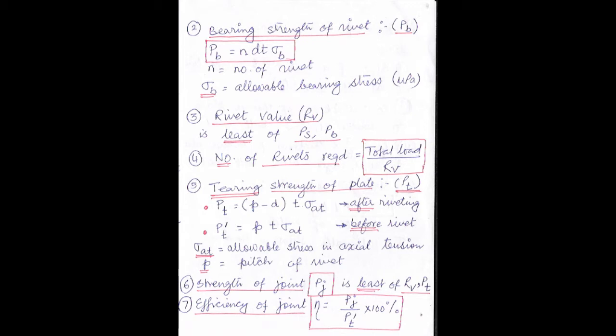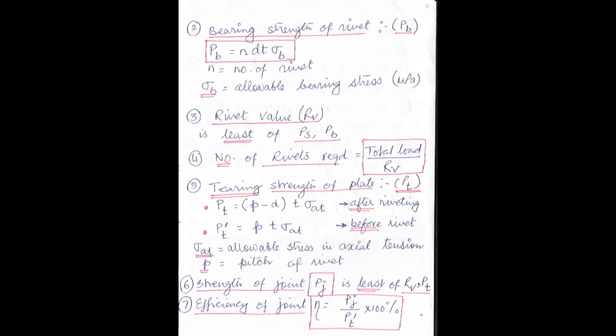Now step number 4, this is optional. Sometimes they ask to find the number of rivets required for a certain load acting at the joint. So how can you find out the number of rivets required? That is the total load acting at the joint divided by the rivet value. So this is step number 4.